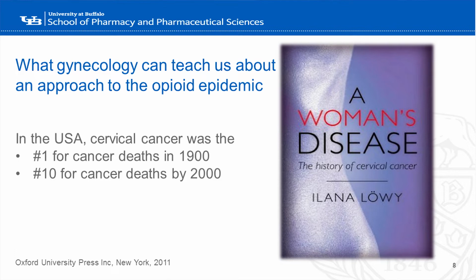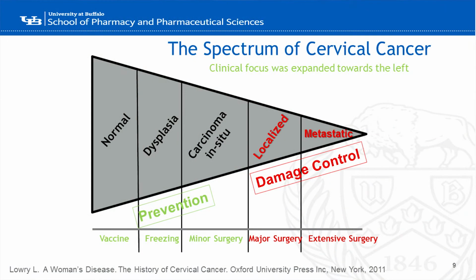half of Americans couldn't get the disease. 100 years later, it was ranked number 10. How did we go from the number one cancer killer to the number 10 cancer killer? As you can see, advanced cancer is represented on the right-hand side of this triangle: localized cancer, cancer limited to the cervix or the uterus, or metastatic cancer.